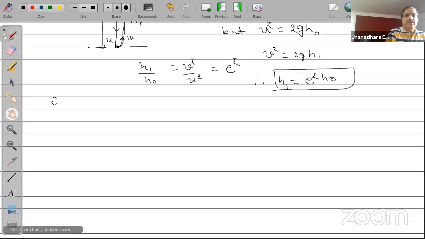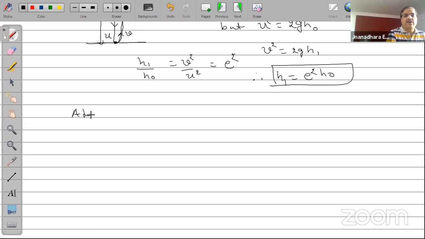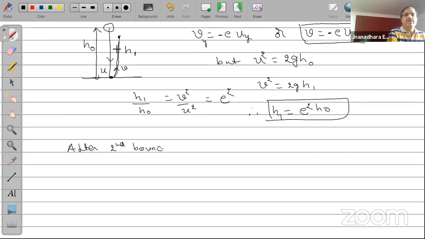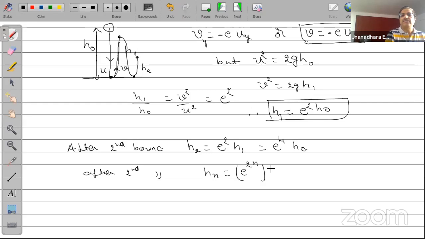Similarly, after the second bounce, the particle will come again, collide, and then go up. When it goes up, let's say this is h2. So h2 can be shown to be e square times h1, which will also be equal to e to the power 4 times h naught. Similarly, after the nth bounce, hn will be equal to e to the power 2n times h naught.